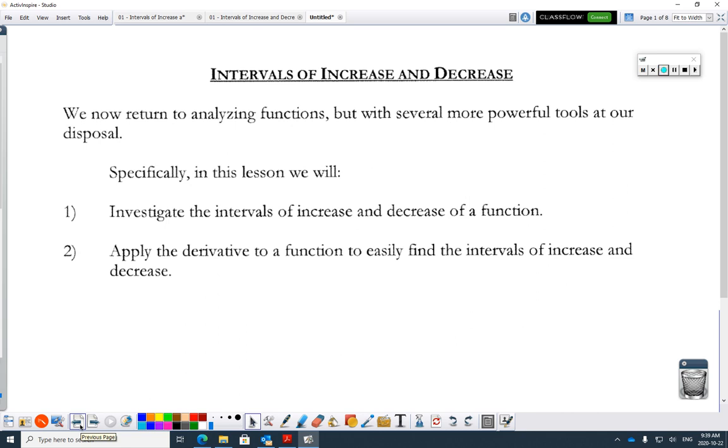Intervals of increase and decrease. We now return to analyzing functions. When I say return to them, when we left analyzing functions behind and got distracted by the derivative, what we were doing was using vertical asymptotes and horizontal asymptotes and end behavior to graph crazy functions. That's where we were at during advanced functions. Then we stopped doing that at the end of Unit 5 when we got distracted by trig. Then we came back here and I did rate of change for a while.